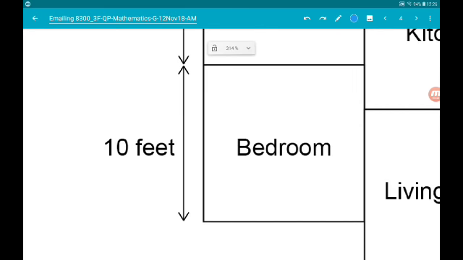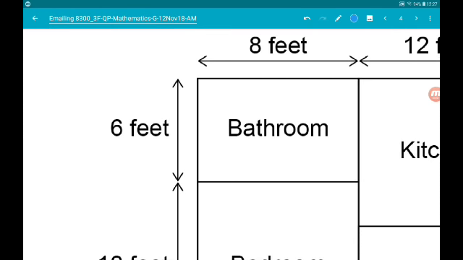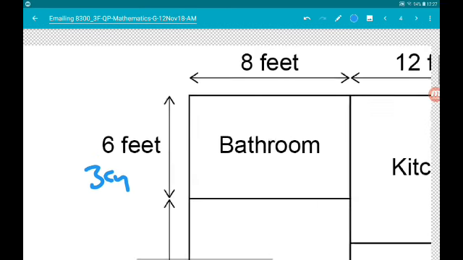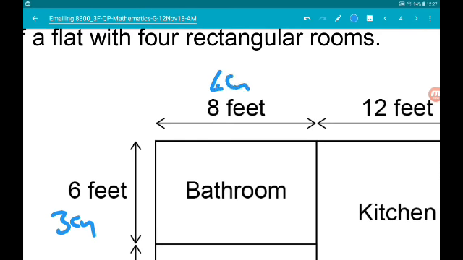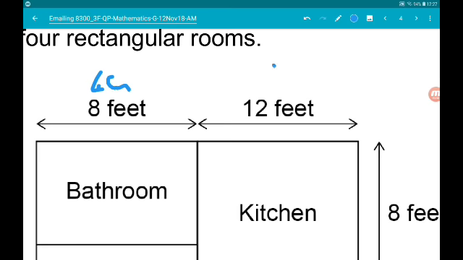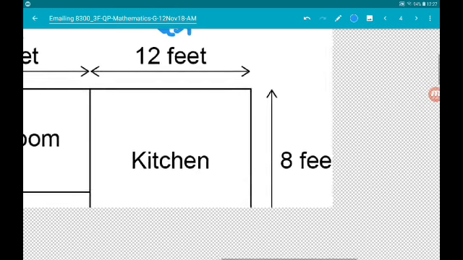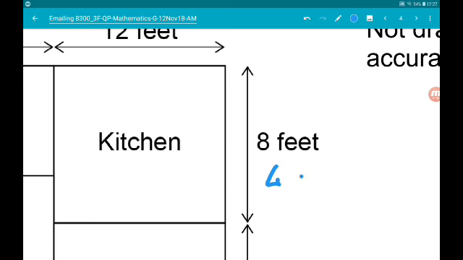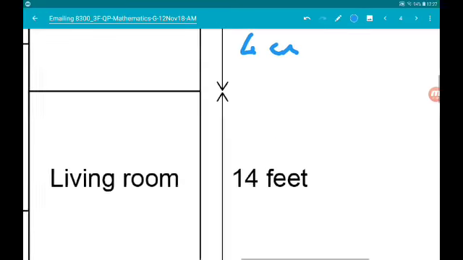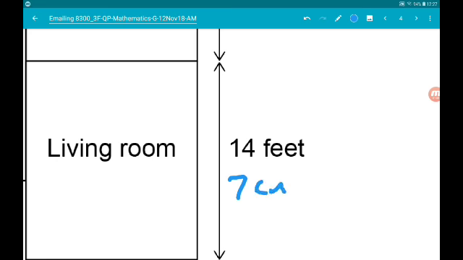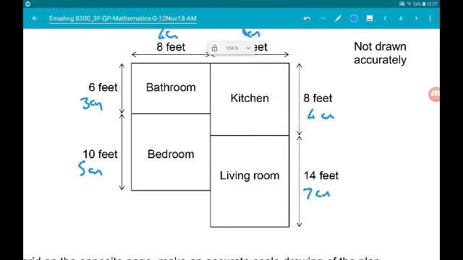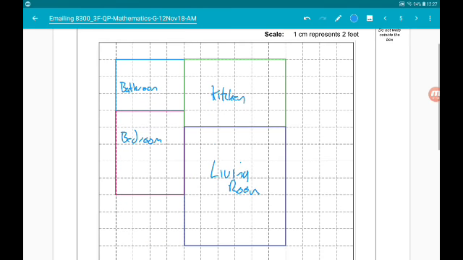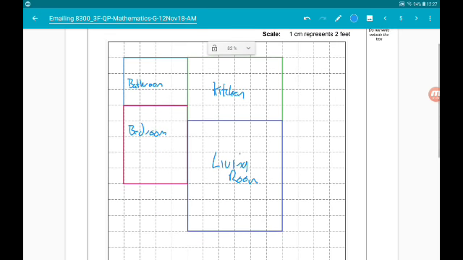So we got 5 centimetres there, 3 there, 4 there, 6 there, 4 there, and 7 there. So then all you need to do is draw 4 rectangles on this grid, and you should get something that looks like that. Remember to label the rooms. Go.